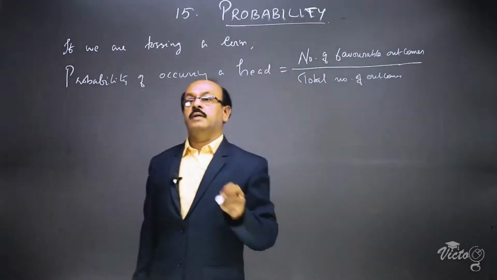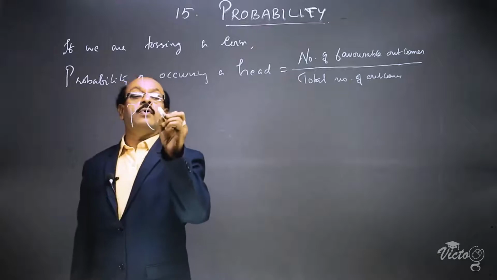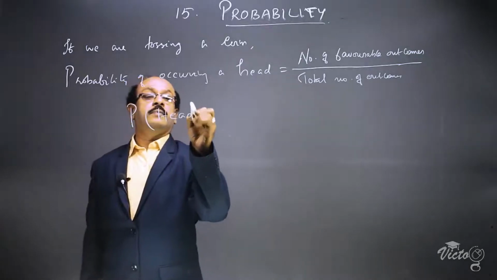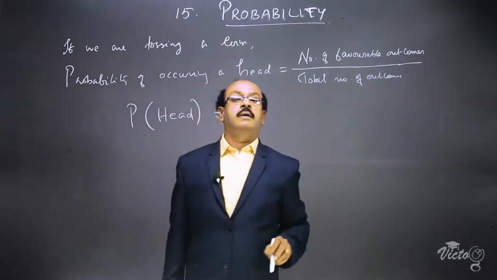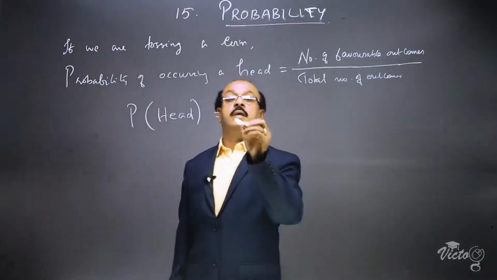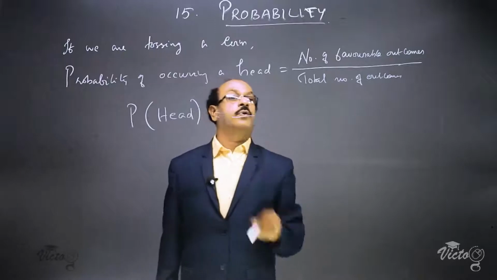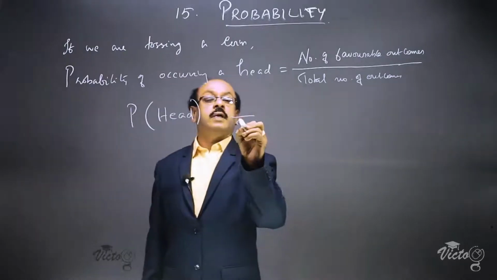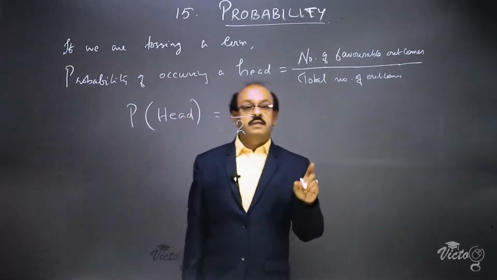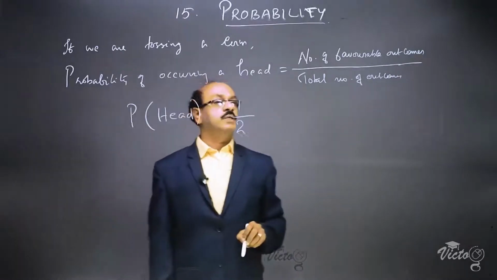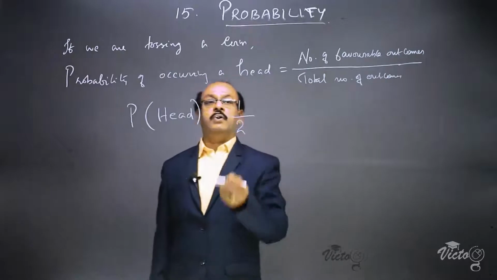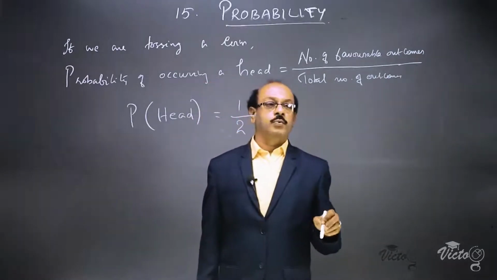Simply we can write it as probability of occurring a head. There are only two outcomes, head and tail. Therefore, the total number of outcomes is 2, and since there is only one head, the number of favorable outcomes is 1. So, the probability of occurring a head is equal to 1 by 2.